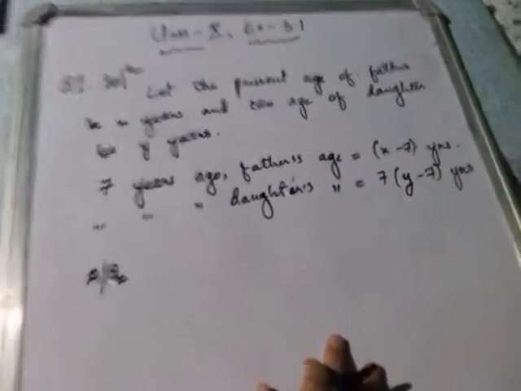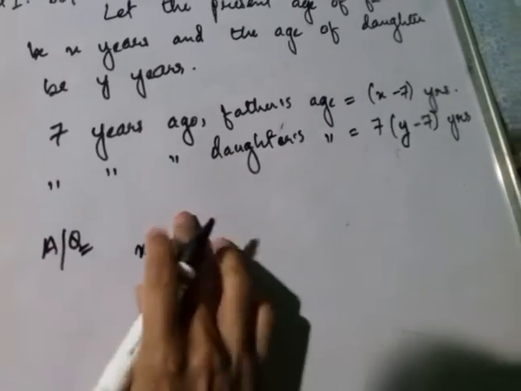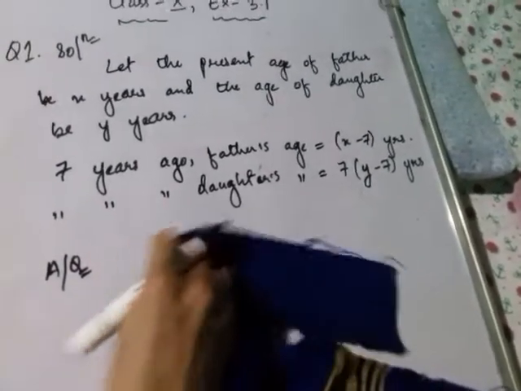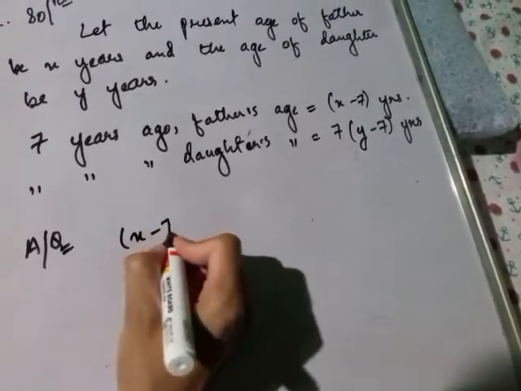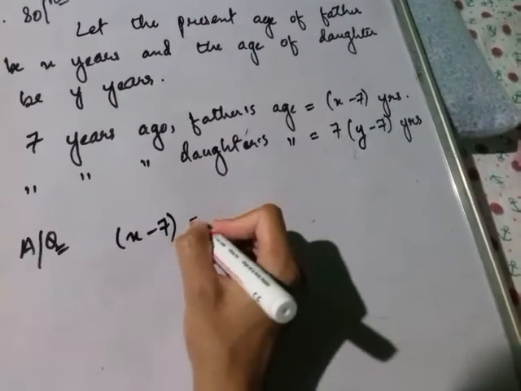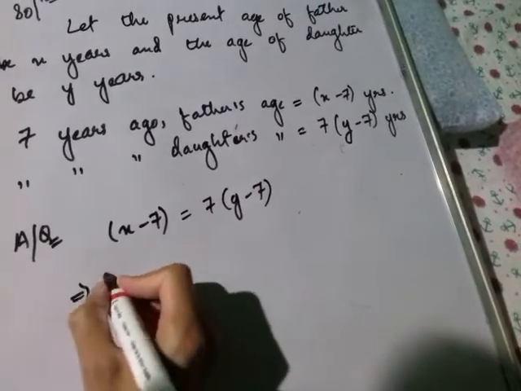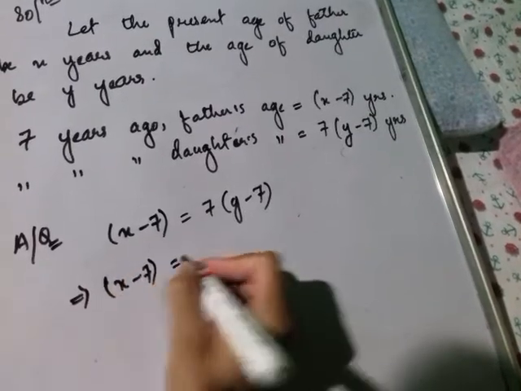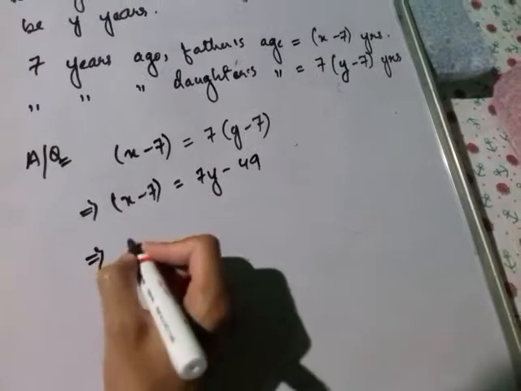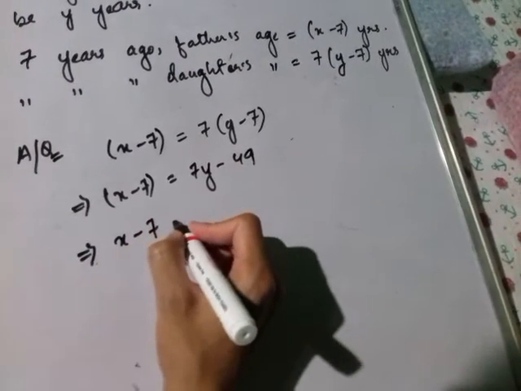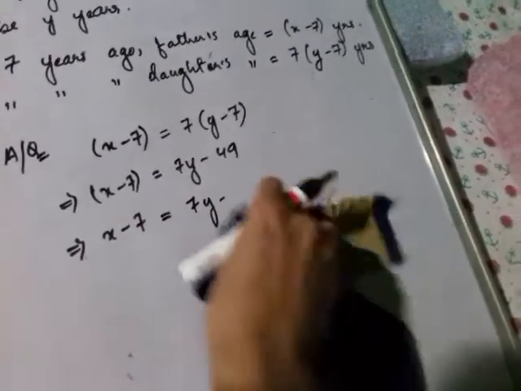So now according to the question, how will we do this one? You will multiply these two. You will write first the age of father, and after that the age of daughter. So X minus 7 equals 7y minus 49. After that, X minus 7 equals 7y.